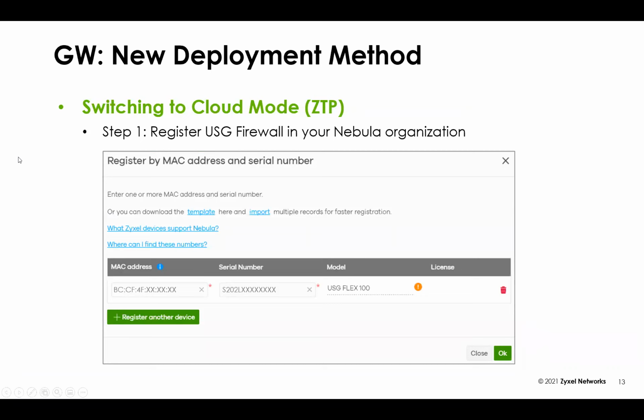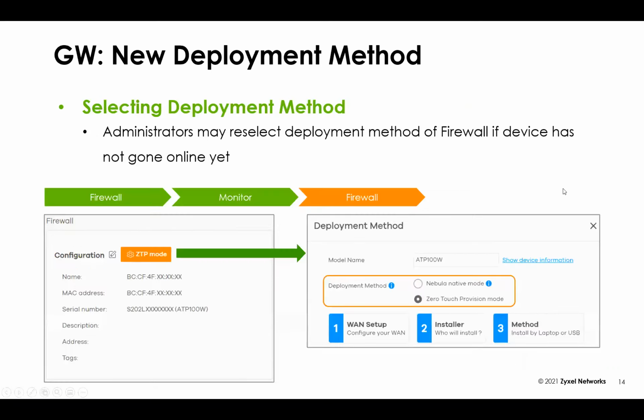So let's take a look at how the ZTP deployment goes. This is very similar to what you would see on your USG Flex. The first thing you would do is go through and register the MAC address and serial number for your device. Once it's been registered, you then will see it pop up in your deployment mode. This is new in Nebula Phase 12.